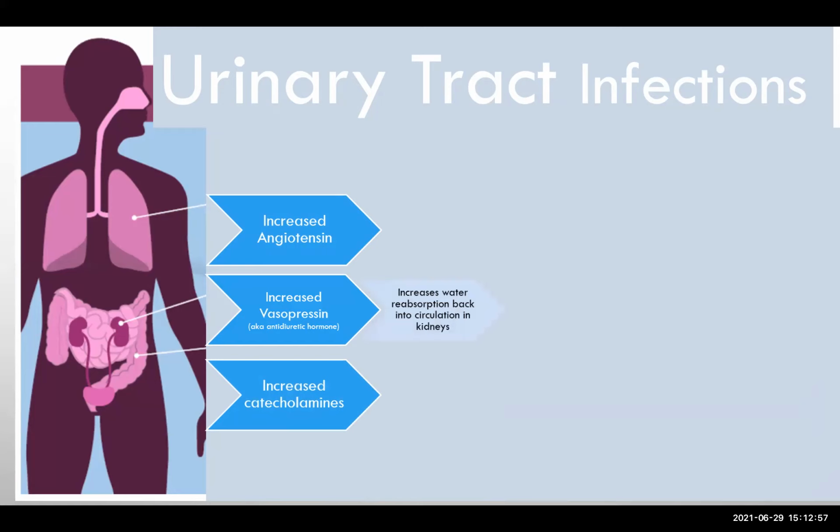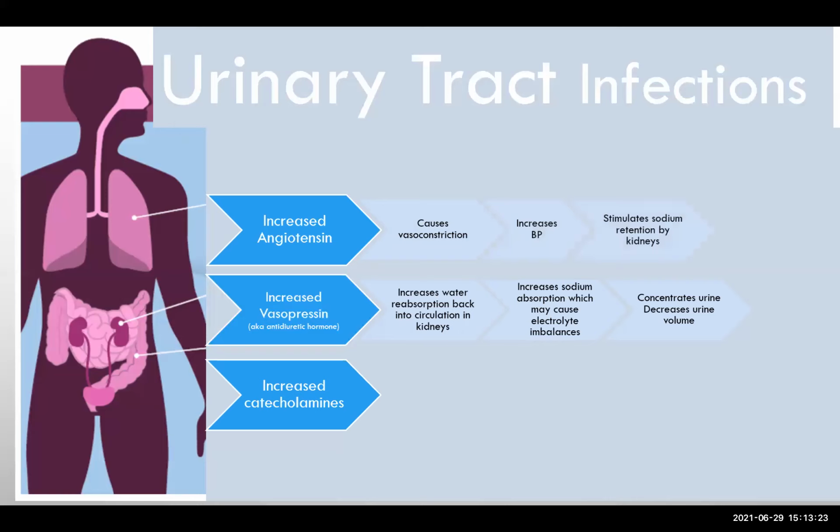So that vasopressin actually increases the water reabsorption back into the circulation by the kidneys. Now that's good, except the increased sodium absorption can cause electrolyte imbalances. This concentrates the urine and decreases the volume of urine. Now the increased angiotensin leads to vasoconstriction, which increases the blood pressure, stimulates sodium retention by the kidneys, and then angiotensin activates the vasopressin production, which again is your antidiuretic hormone and will lead you to assessing for concentrated urine and decreases in urine volume.